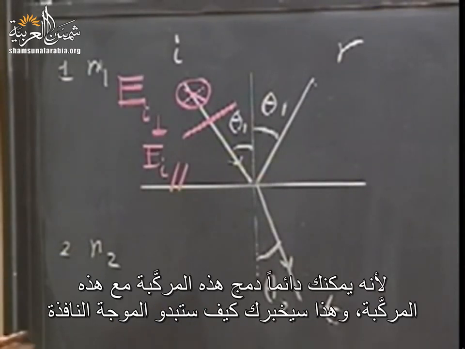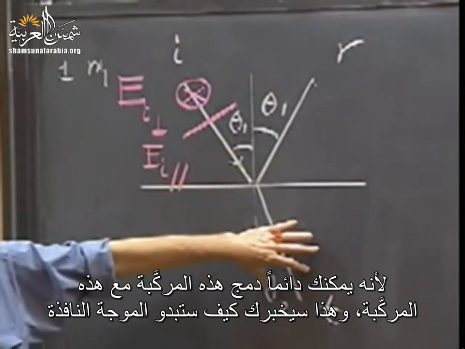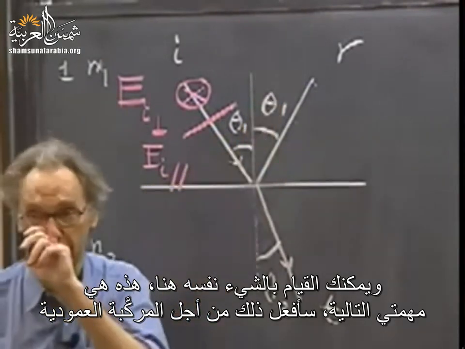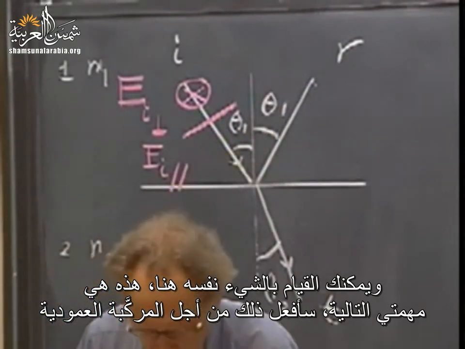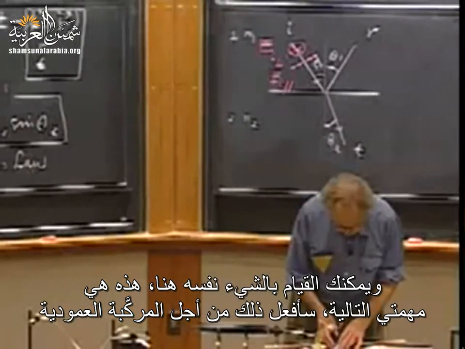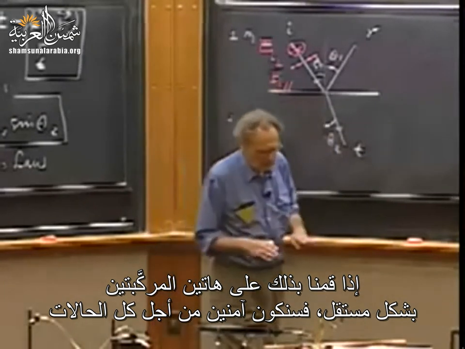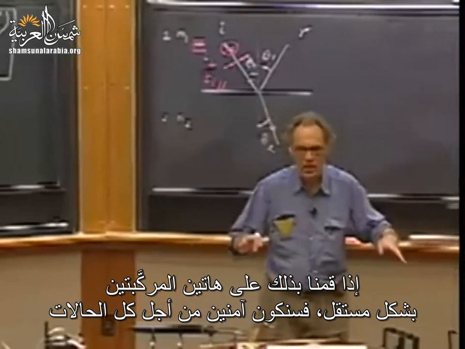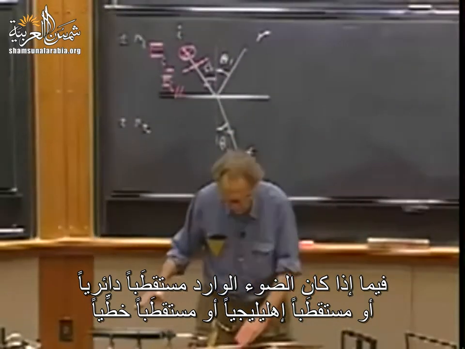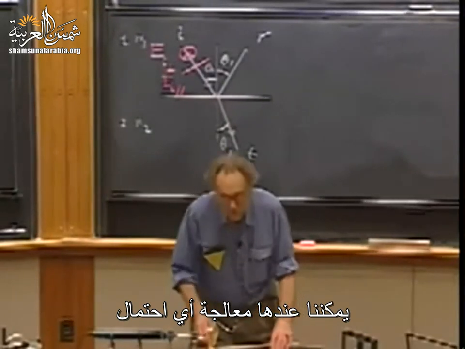Because you can always combine this component with this component, and that will tell you what the transmitted wave looks like, and you can do the same here. So that is my next task. I'm going to do it for the perpendicular component. Once we have done it for these two components independently, we are safe for all cases, whether elliptically polarized light comes in, circularly polarized light, or linearly polarized light. We can then tackle any possibility.